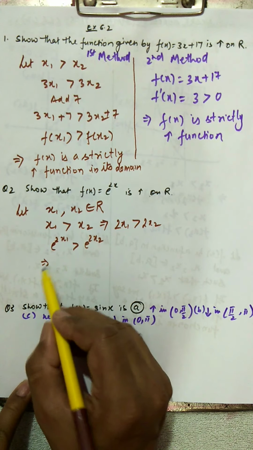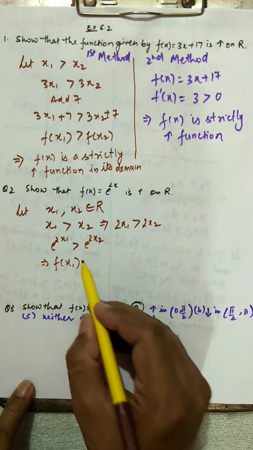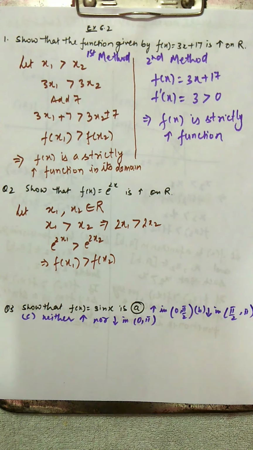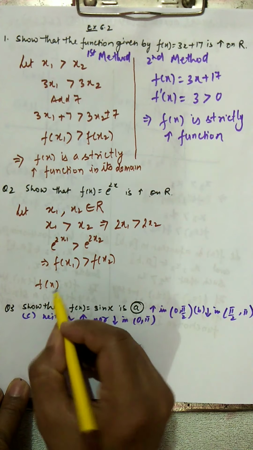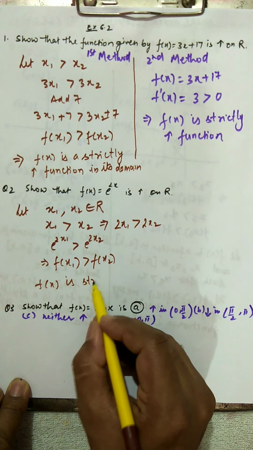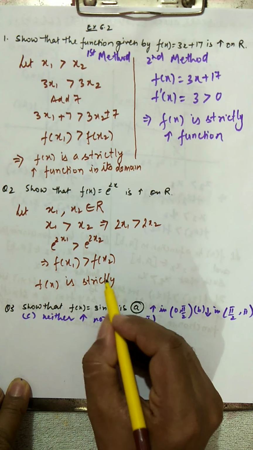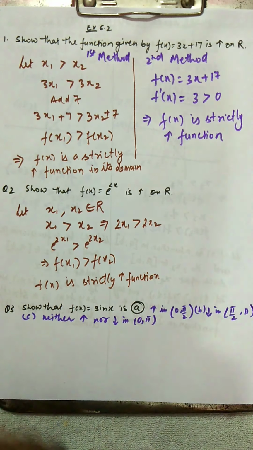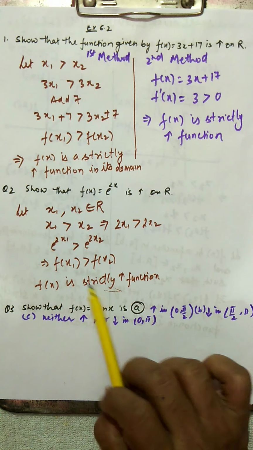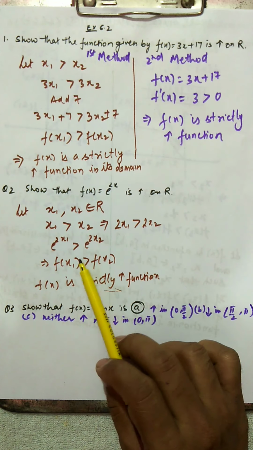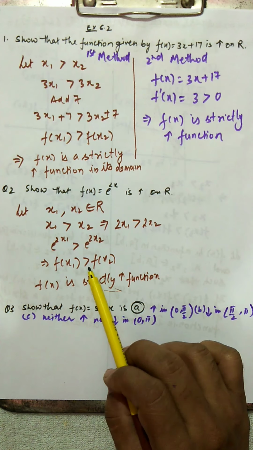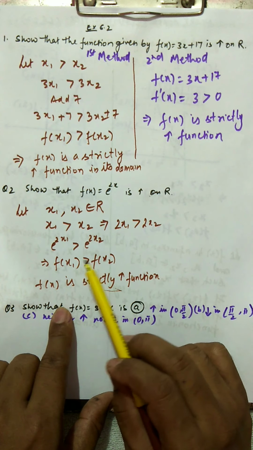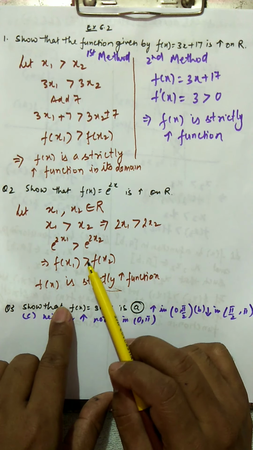So you are getting now f(x1) greater than f(x2). So you can say that f(x) is a strictly increasing function. When we say strictly increasing, it means this sign is strictly greater. If it is equal to, then we simply say this is an increasing function, but this time we are getting strictly greater than.